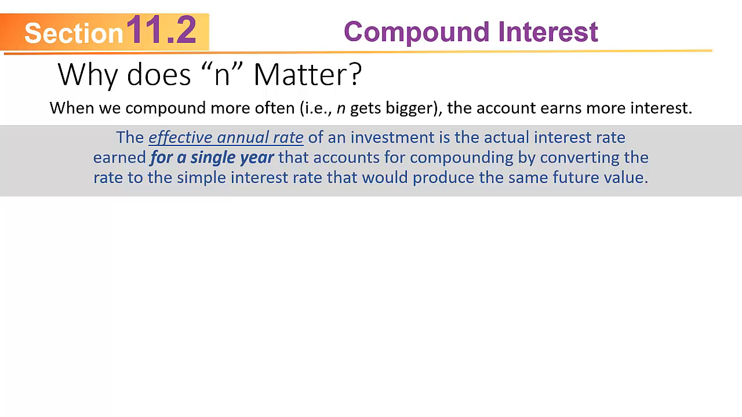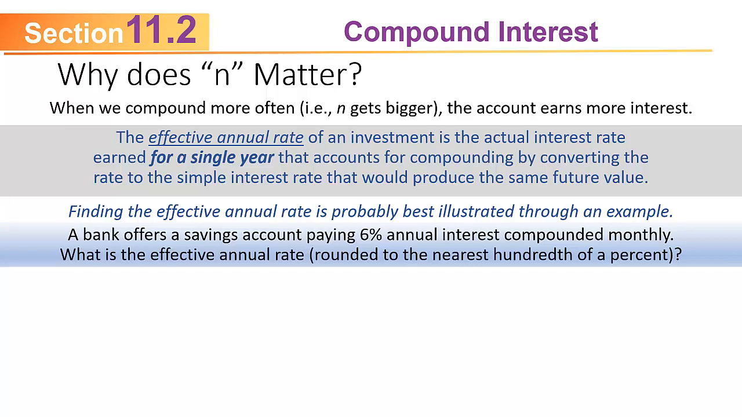The effective annual rate of an investment is the actual interest rate earned for a single year that accounts for the compounding by converting the rate to the simple interest rate that would produce the same future value. So if you want to compare a quarterly rate to a daily rate, or an annual rate to a quarterly rate, it's hard to compare apples to oranges. So if you can change everything back to a common base, you can fairly compare them. So the idea of the effective annual rate is that you're taking all these quarterlies and annuals and dailies, and you're changing them back to the rate they would be equal to if they were all just simple interest. Let's see how that works.